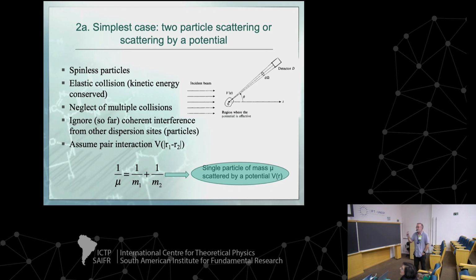The simplest case is to think of spinless particles, think of elastic collision. We will not consider loss of kinetic energy. We will neglect multiple collisions because actually in a real material, neutrons will sometimes hit one particle and then hit another, and then we have what is called multiple scattering. In real experiments, you will have to correct for multiple scattering. Only that, you will not do it yourself.